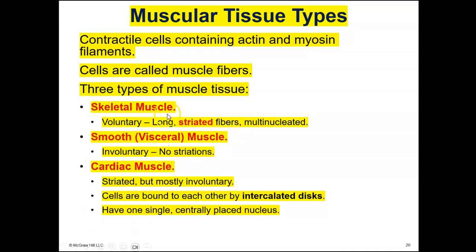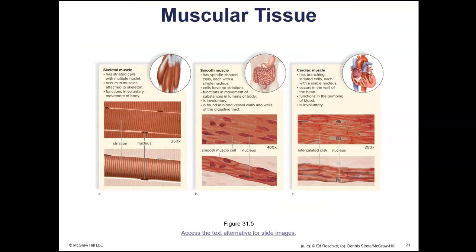Now, skeletal muscle, for one thing, is different from the other 2 types because it's voluntary. The fibers are long, they're elongated, and they are striated or striped. And they have many nuclei, so they're multinucleated. For smooth muscle, it is involuntary and has no striations. Cardiac muscle does have striations, but is involuntary and has one central nucleus.